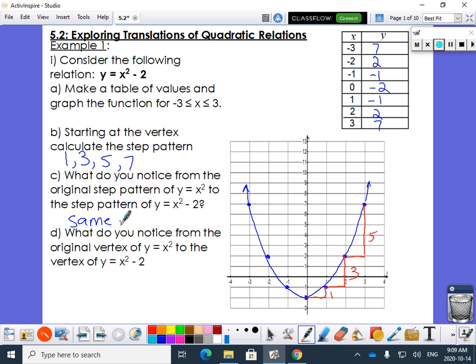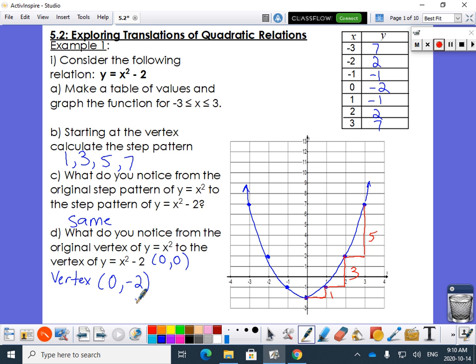So even though we have this minus 2 added to the y equals x squared, the step pattern hasn't changed because the a value has not changed. What do you notice from the original vertex of y equals x squared to the vertex of y equals x squared minus 2? Well, what's the vertex of y equals x squared, guys? 0, 0, right? That's the same vertex that we always have every single time. But what's our vertex of y equals x squared minus 2? 0 and negative 2, right?